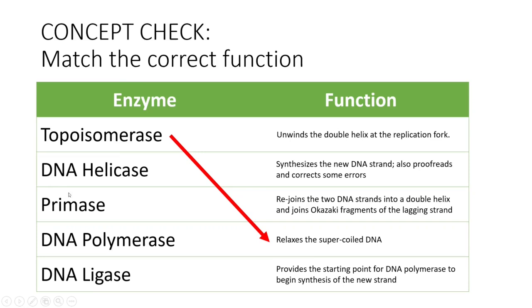How about the DNA helicase? What's the job of the DNA helicase? It unwinds the double helix at the replication fork. The primase, is its job the second, the third, or the fifth? It is the fifth. It provides the starting point for DNA polymerase to begin synthesis, and we know that this is called the primer. What's the job of the DNA polymerase? It would be to synthesize the new DNA strand, and also proofread and correct errors. So the synthesis of the DNA strand will be the job of DNA polymerase 3, while the proofreading and correction of errors, and removal of the RNA, would be the job of DNA polymerase 1.